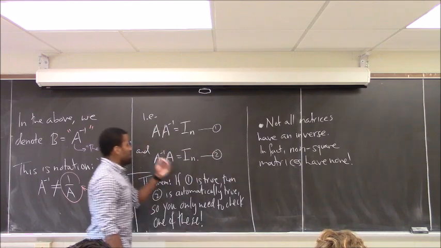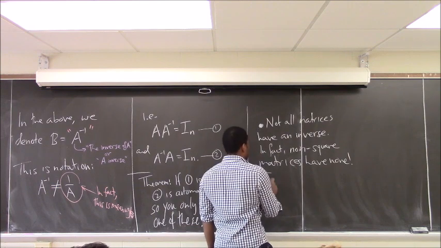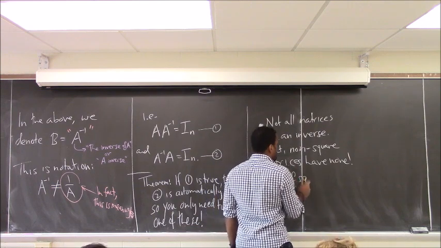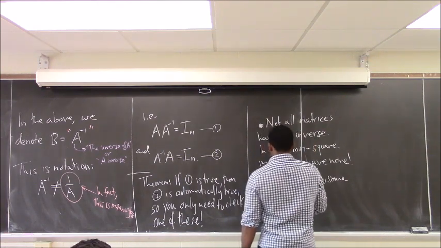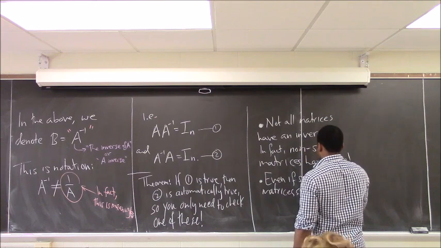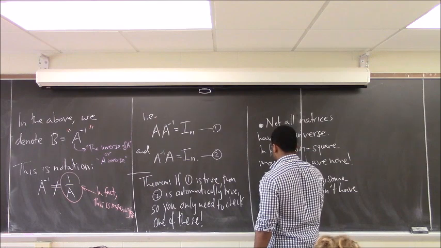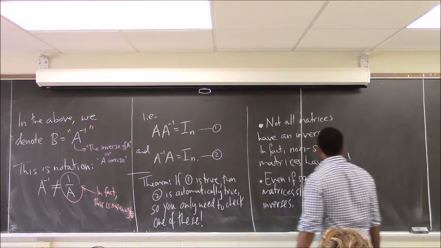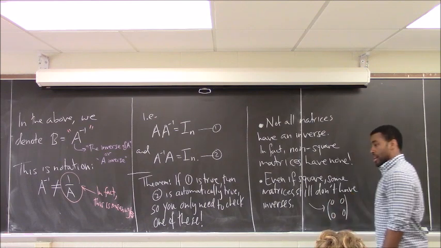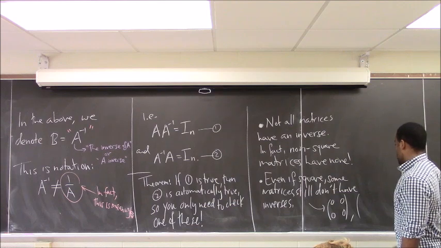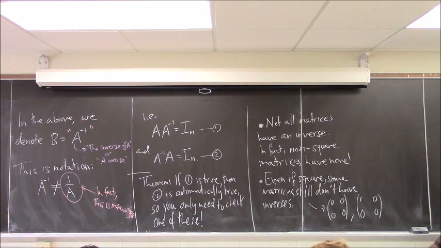If you're not square, there will be no matrix A inverse that does this property. And second, even if you are square, some matrices still don't have this. I can give you a couple of examples. The zero matrix will not have an inverse. For a non-trivial example, let's say I just put a 1 in the top left corner. That also will not have an inverse.